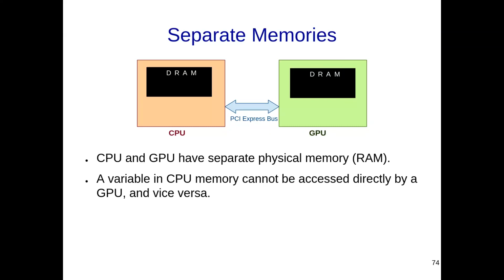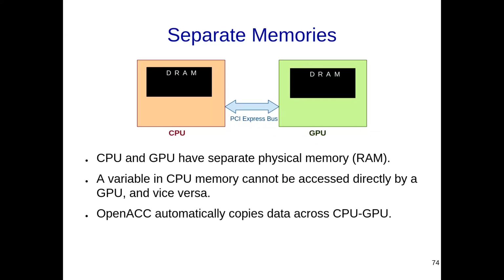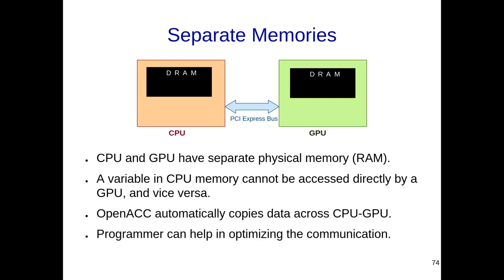Okay, so they have different RAMs, and therefore a variable in CPU memory cannot be directly accessed by a GPU, as well as vice versa. And OpenACC automatically copies this data across CPU and GPU, and the programmer can help in optimizing the communication, right? So this is what we had said some days ago, and today is the time to inform the compiler how to help in optimizing this communication. And that is given with this data construct.